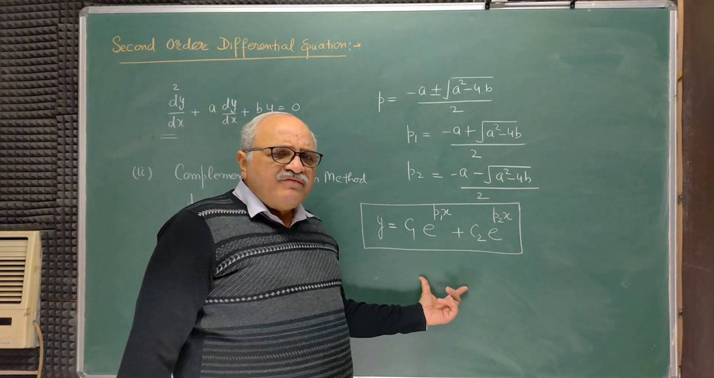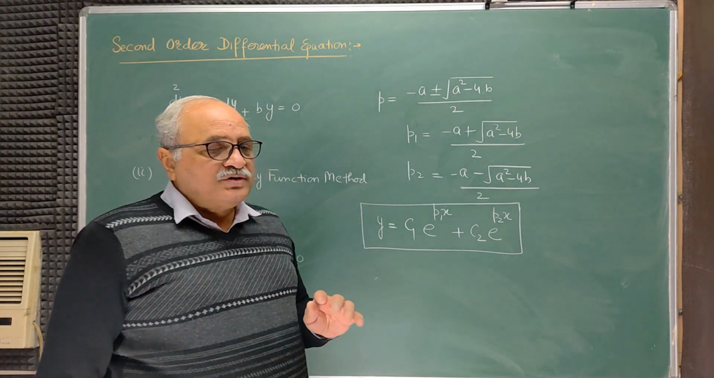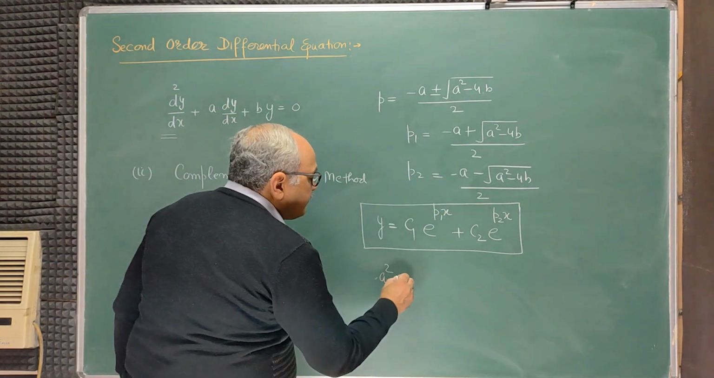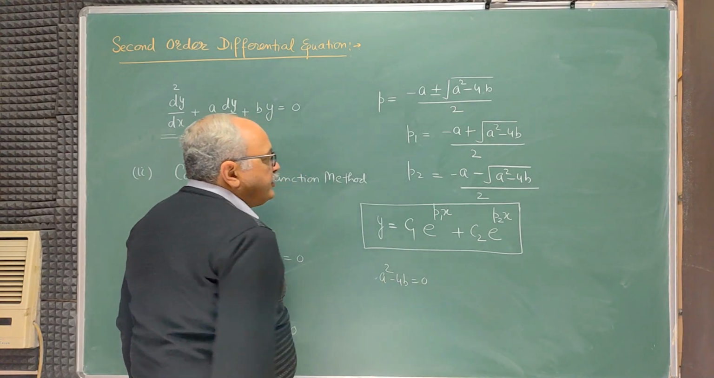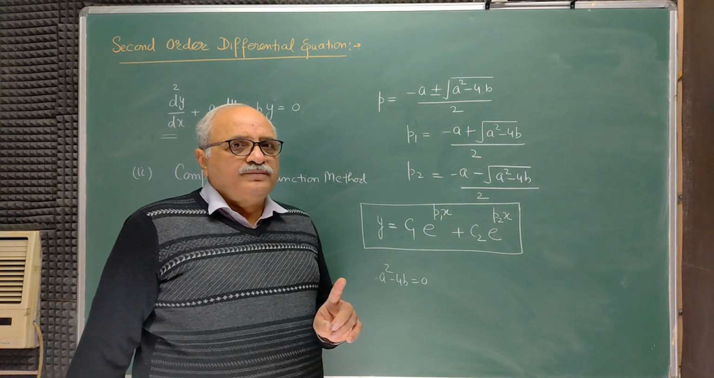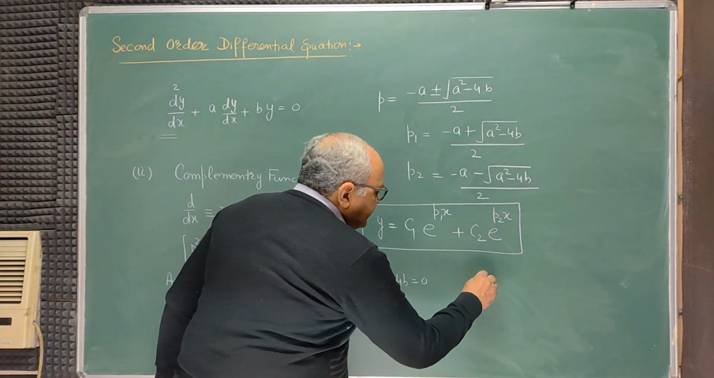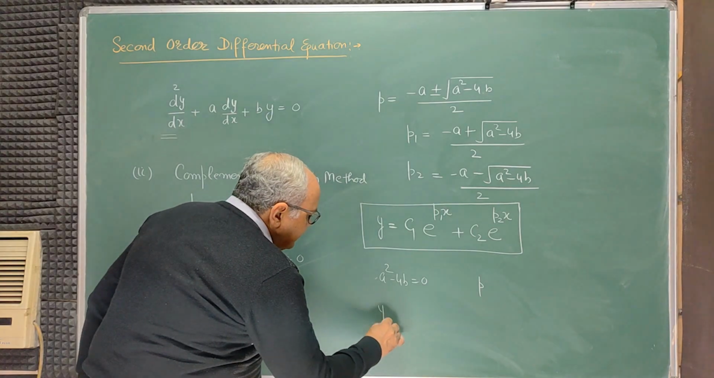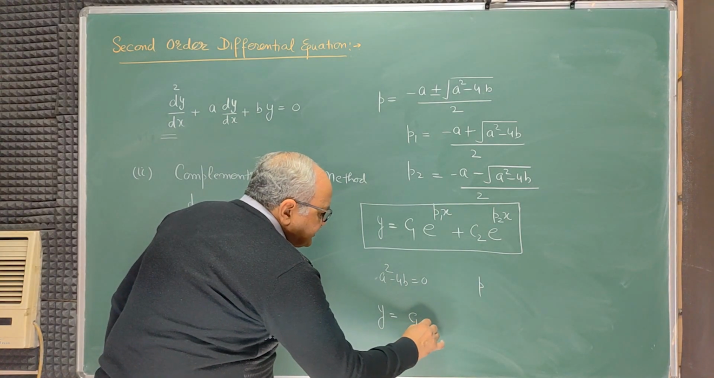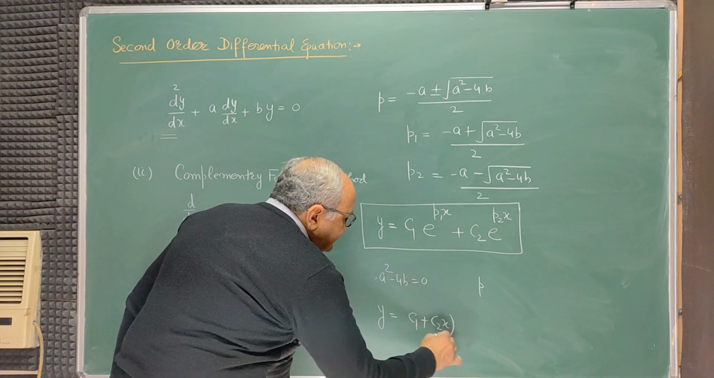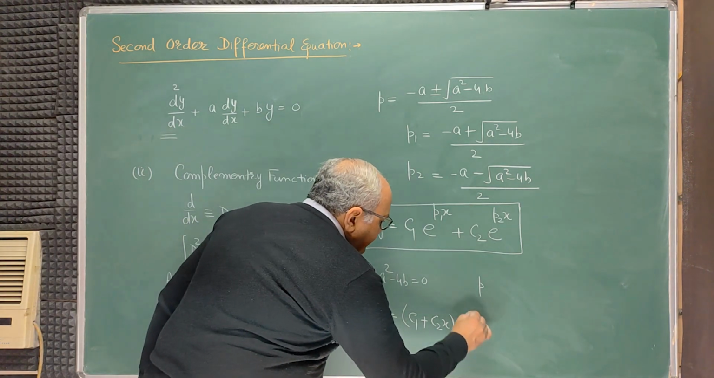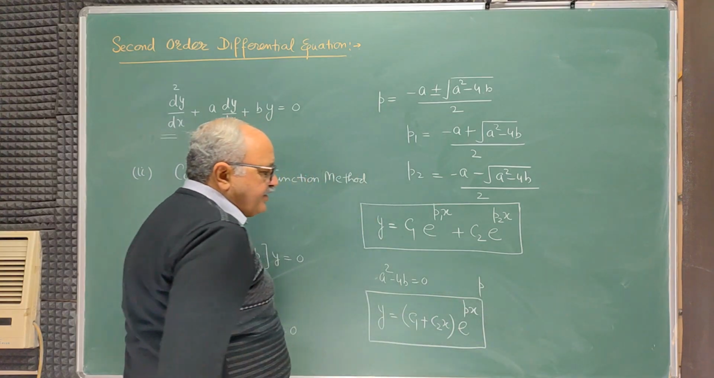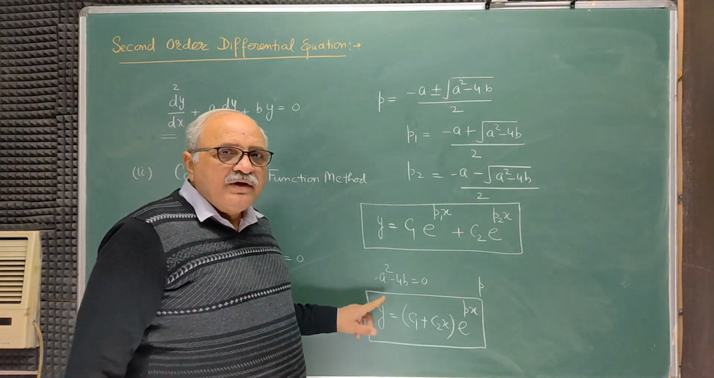One can further simplify it, but there is a point. If you get the discriminant 0, that means a square minus 4b equals 0, we are left with only one solution. Let's say this is p. In that case, we write our final answer as c1 plus c2 x, times e to the power px. So this is how the solution is written if you have this particular condition.